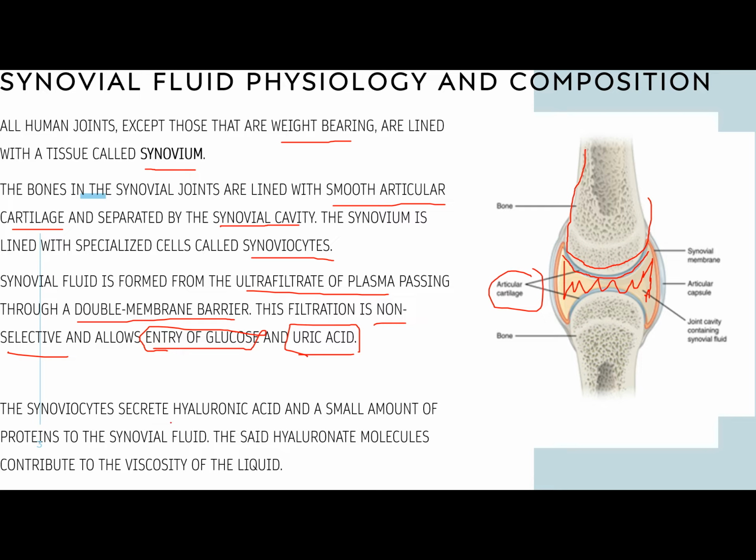Now, the synoviocytes class would secrete what we call hyaluronic acid. Now, hyaluronic acid and a small amount of proteins to the synovial fluid. Now, itong hyaluronic acid natin, class, this hyaluronic acid contains molecules that are responsible for the viscosity of your synovial fluid. So if asked in your quiz or in your exam what causes the viscosity of your synovial fluid, the answer is hyaluronic acid.